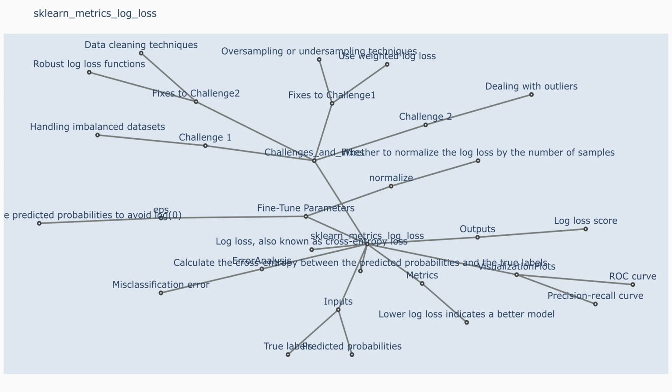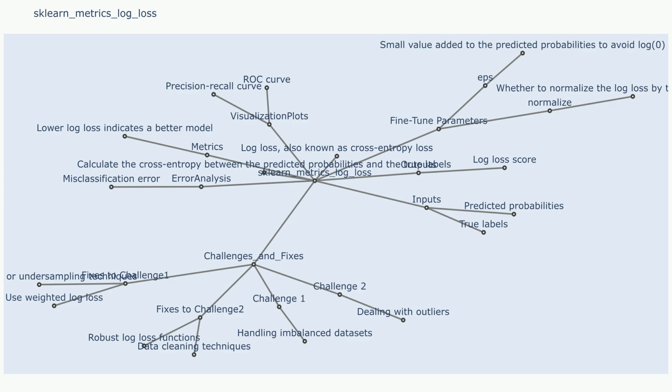sklearn.metrics.log_loss. Description: explain in detail. Inputs: y_true, the true labels of the data. This is a 1D array of integers or strings, representing the true class labels of each data point.